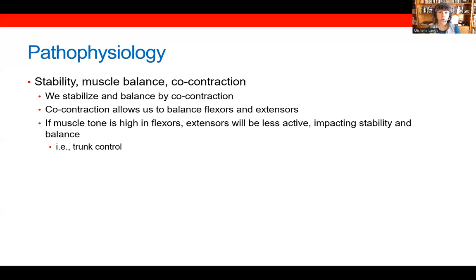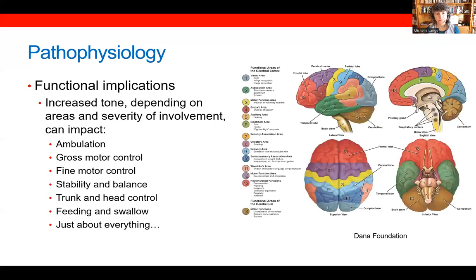But if muscle tone tends to be high in flexors, for example, like maybe high in this bicep, then the extensors, the opposing muscle group, is less active. And that's going to impact someone's stability and balance. We can see this anywhere in the body. It particularly is problematic in trunk control. If someone can't balance their back and abs well, then they're going to have difficulty with trunk control, often head control as well.